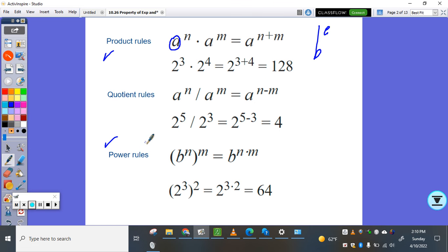The next one is the power rule, which means that if I have a base that is raised to a power that is raised to another power, then I'm going to multiply those exponents. So if I have 2 to the third power that's raised to the second power, that's 2 to the 3 times 2, or 2 to the sixth, which gives me 64.